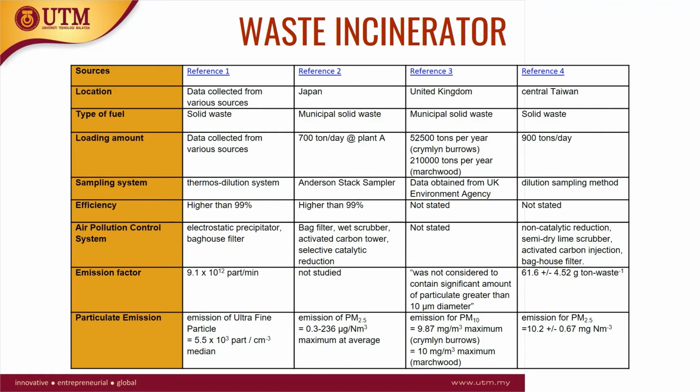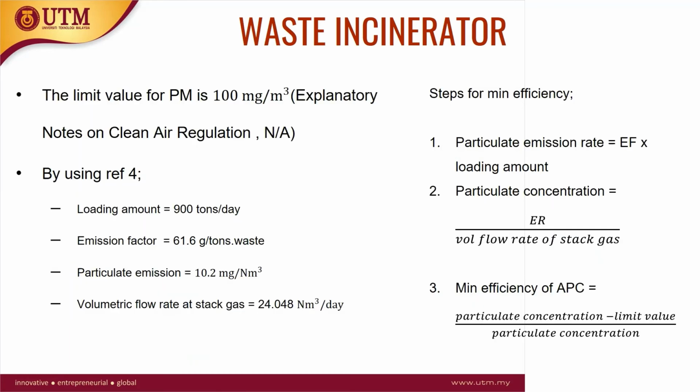So for reference number 4, the location stated is Central Taiwan. Type of fuel is solid waste. Loading amount is 900 tons per day. The sampling system is dilution sampling method. Efficiency is not stated in the paper. The pollution control system is non-catalytic reduction, semi-dry scrubber, activated carbon injection, and baghouse filter. Emission factor is 61.6 plus minus 4.52 gram per ton waste. The particulate emission for PM 2.5 is 10.2 plus minus 0.67 milligram per normal meter cubed.